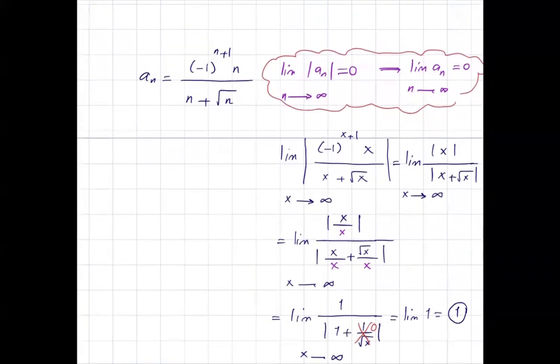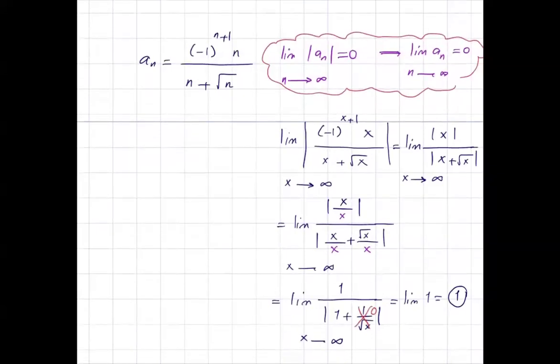You can also look at it this way. The degree of the numerator is equal to 1. The degree of the denominator is also equal to 1. So if you find the limit this way, what does it tell us? Does it tell us that the limit is equal to 1? It doesn't, because if you have negative values and positive values, you get different values. It says the absolute value is equal to 1.